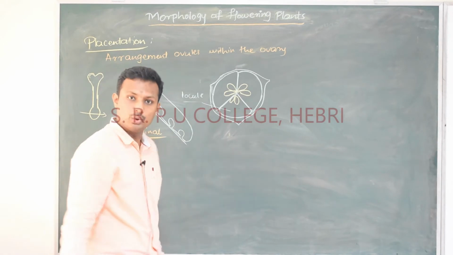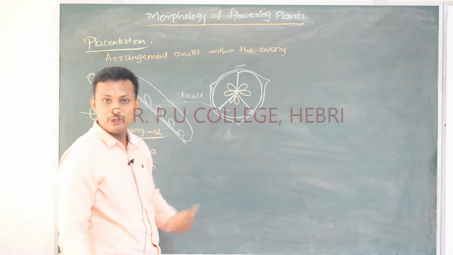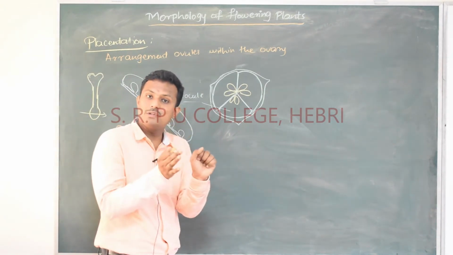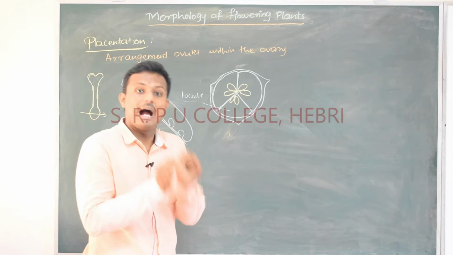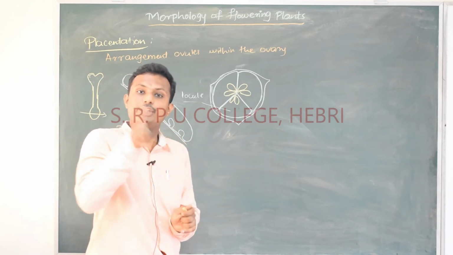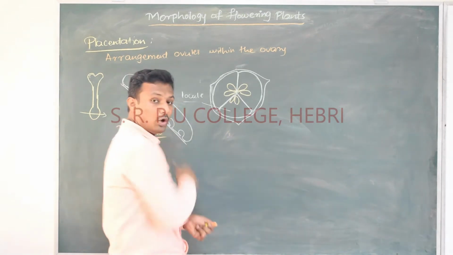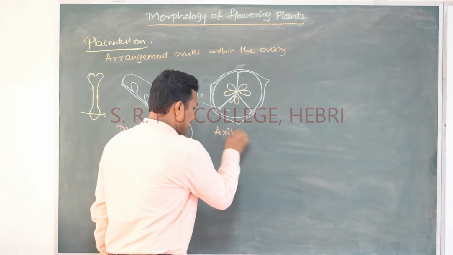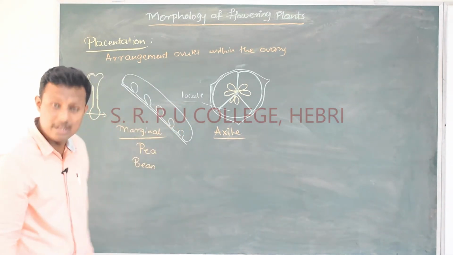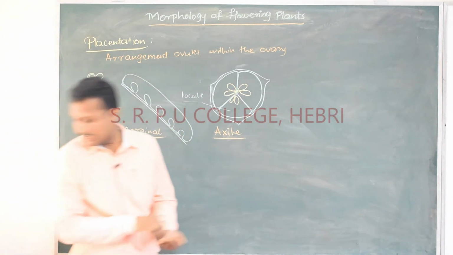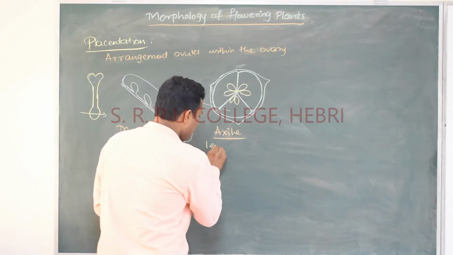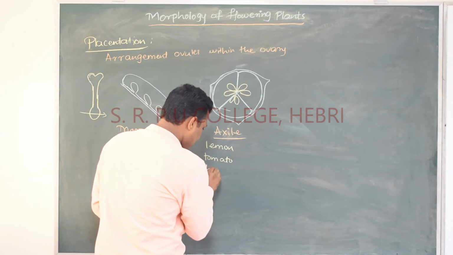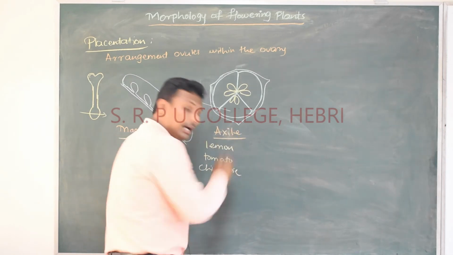Each locule will consist of two ovules in this diagram. This kind of placentation, where all the ovules are attached to the central axis and the ovary has been divided into many chambers, or locules, can be called axial placentation, and this can be found in lemon, tomato, and even in your favorite China rose or hibiscus.